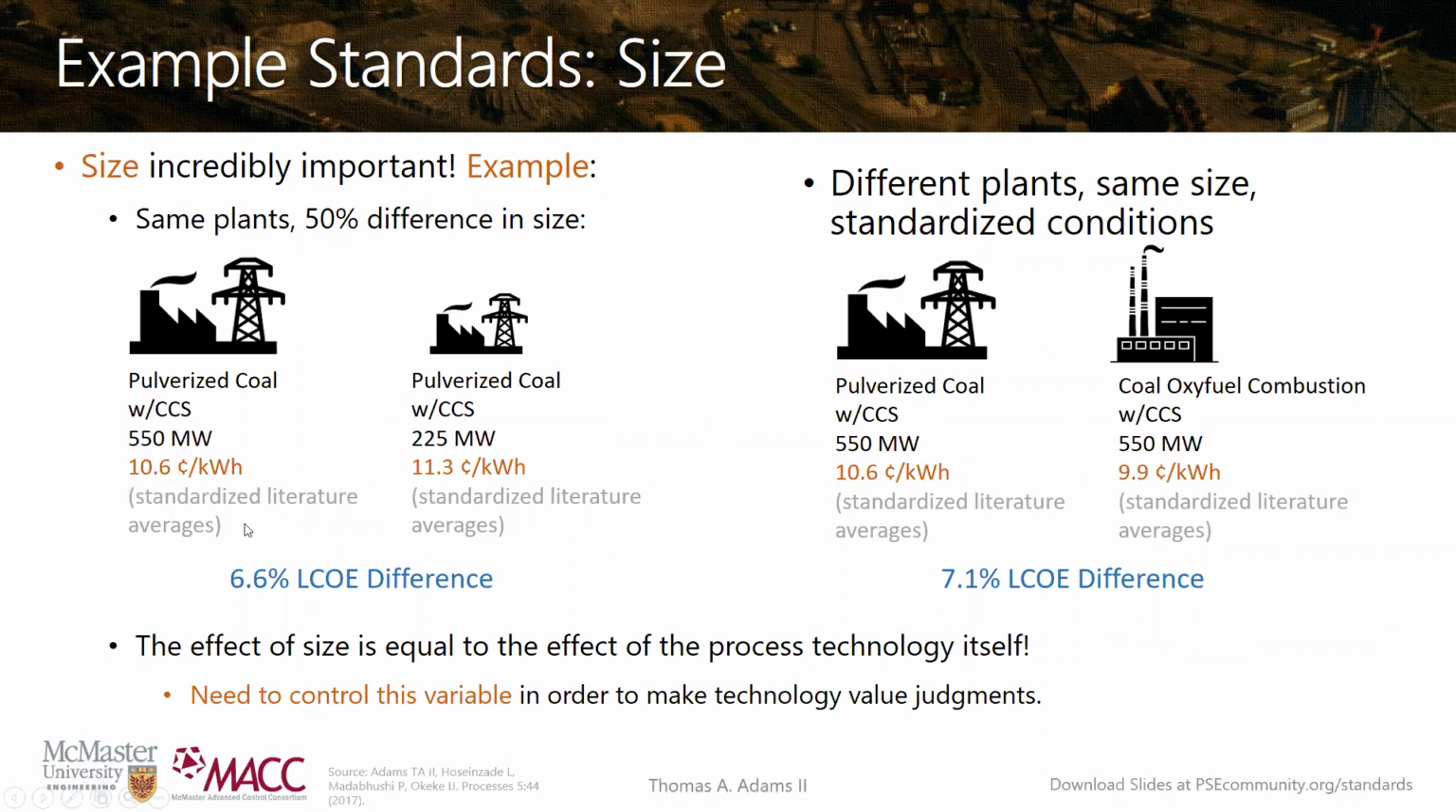Okay, doing full standard, eliminating all the other noise that I can do. At 225 at half the size, it's 11.6. That's a 6.5% to 7% difference in price. But if I take two power plants of the same size, my pulverized coal and my oxyfuels, under the same sizes, under standard conditions, with the minimum amount of noise, it's also a 7% difference. And what that means is the effect of size is equal to the effect of the technology itself.